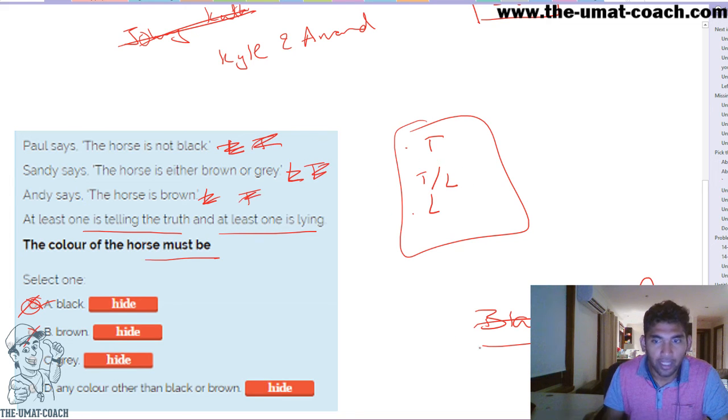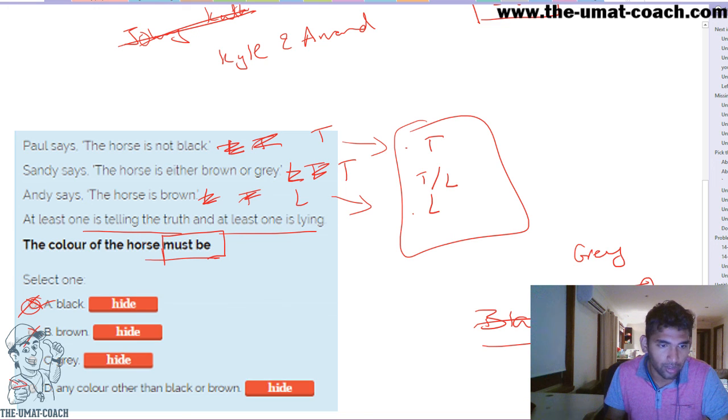Now looking at gray, the first guy is saying the horse is not black. That's true. Either brown or gray. That's true. The horse is brown. False. See, it does meet our configuration, right? But when they say it must be, we want to be quite clear. We have to be quite certain.